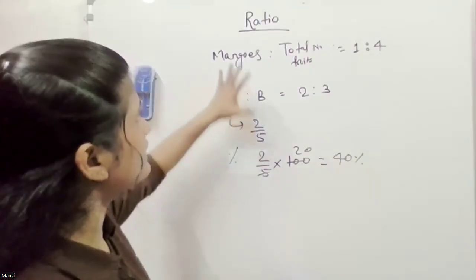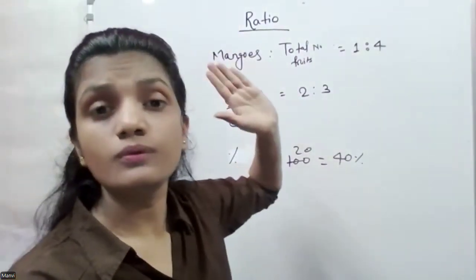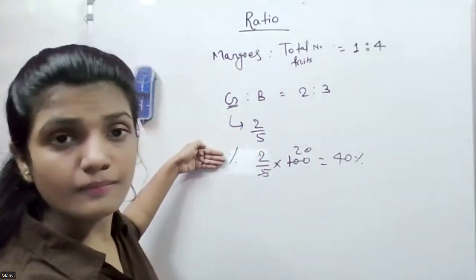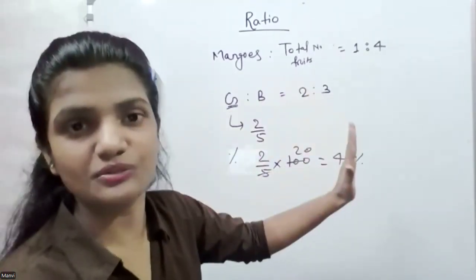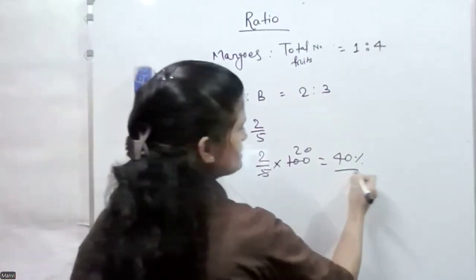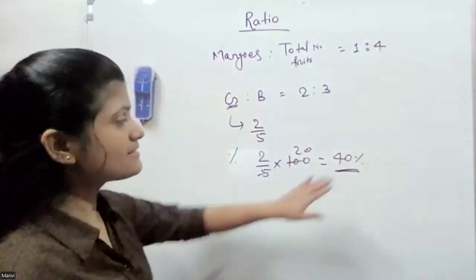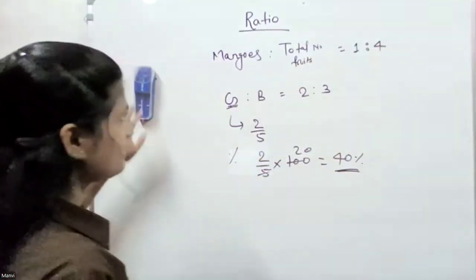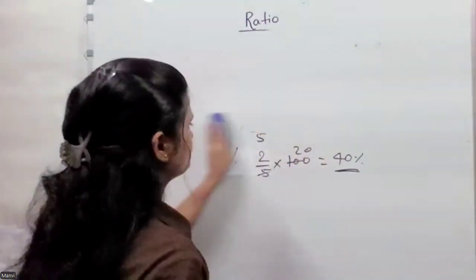So this is how we convert ratio to fraction as well as percentage. Now we need to convert percentage into ratio. The reverse operation. They give us a percentage value and we need to convert that into ratio. Means we need to go from here to there. Okay. So let me explain that.